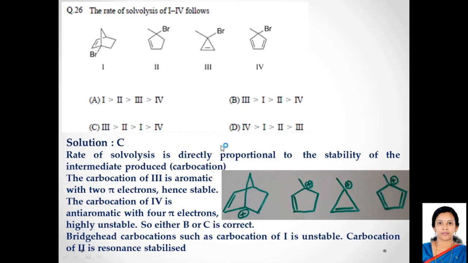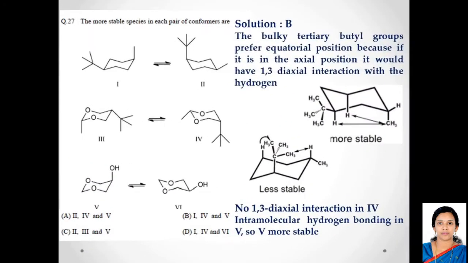Moving to question number 27. The more stable species in each pair of conformers are. We have 3 pairs of conformers given, and in this we have to find in each pair which is the most stable species. So let's look at one pair at a time. Let's look at the first pair.